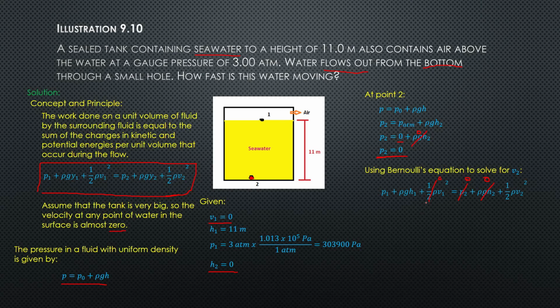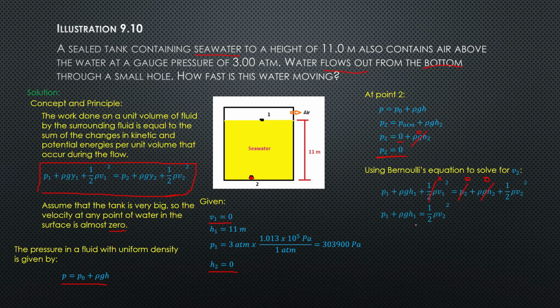Now simplifying that equation will lead us to pressure at point 1 plus the term at height 1, which will be equal to the kinetic energy term.